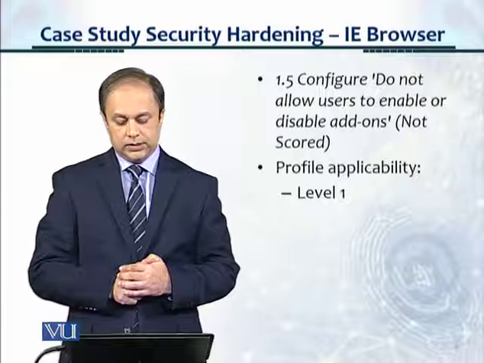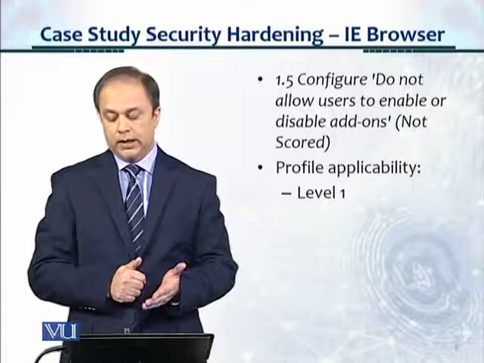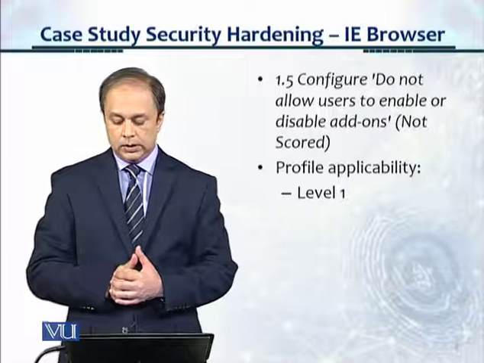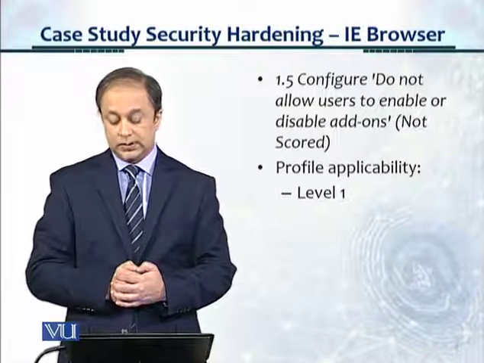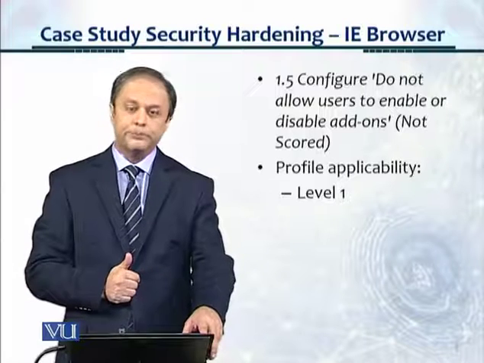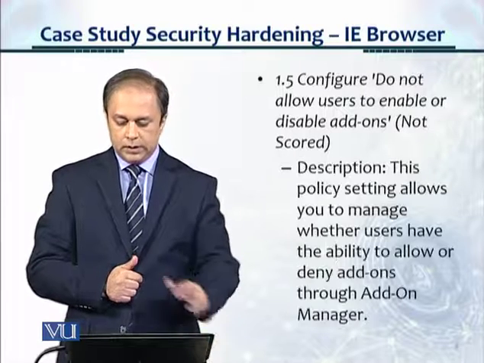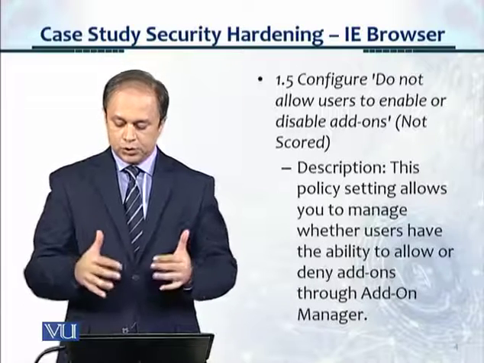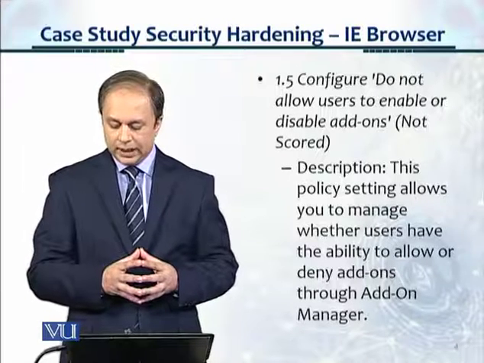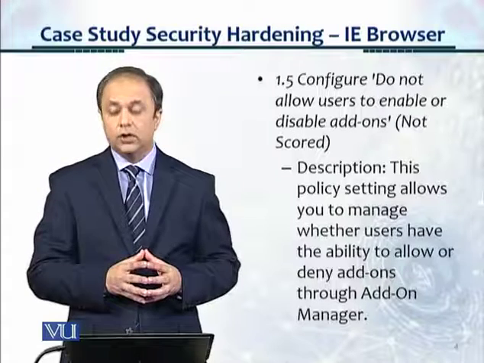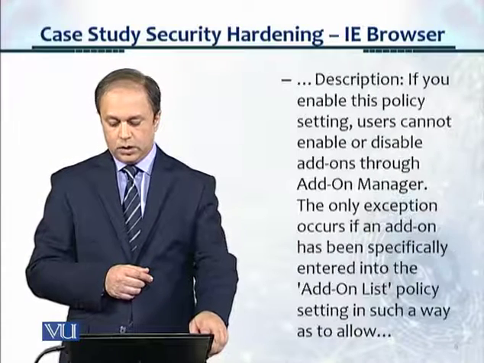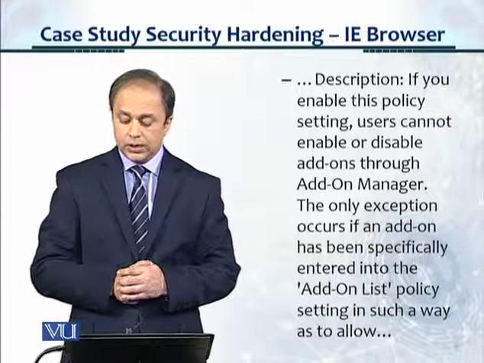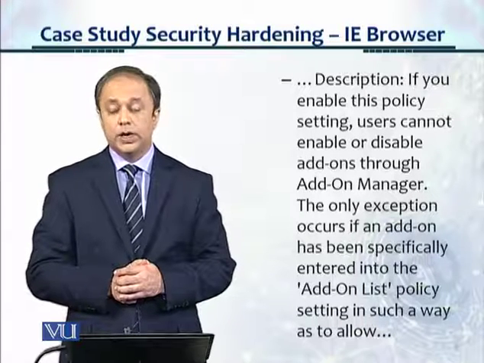Now in CIS that we're looking at right now, level 1 is the lower severity and level 2 is the higher severity. So this particular benchmark is telling us that this is a lower severity rule or control. Now, let's look at the description. This policy setting allows you to manage whether users have the ability to allow or deny add-ons through Add-on Manager. And the description continues, if you enable this policy setting, users cannot enable or disable add-ons through the Add-on Manager.